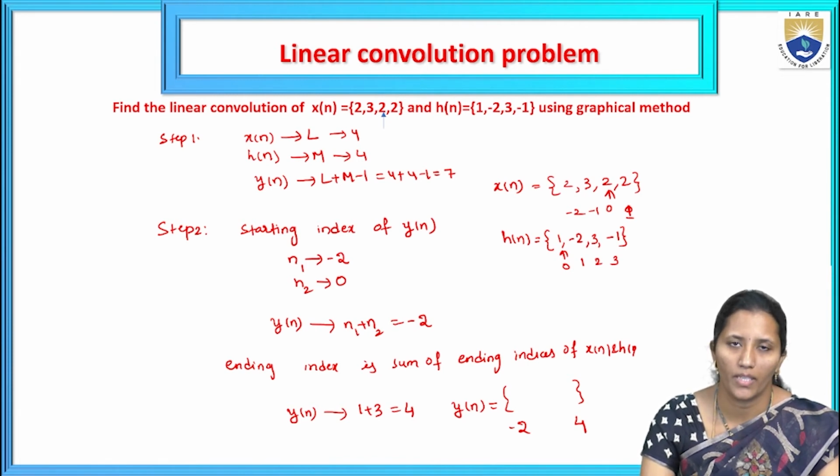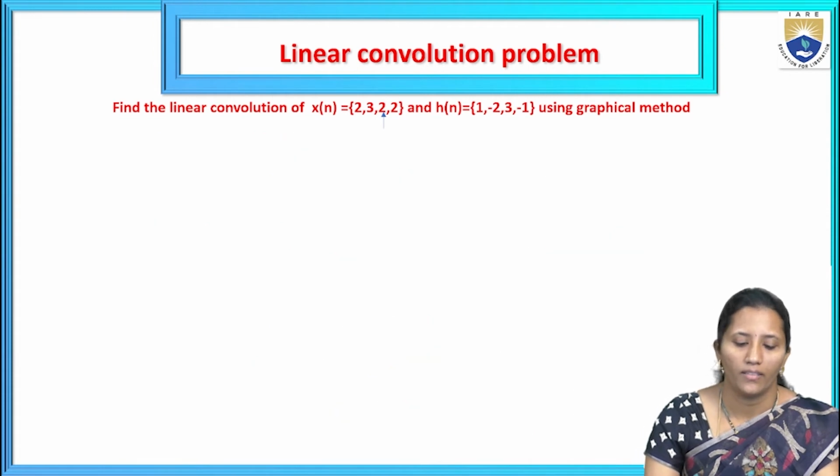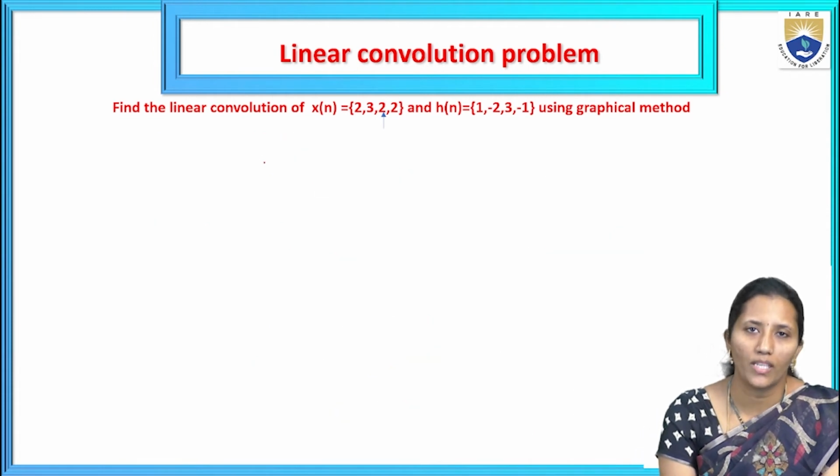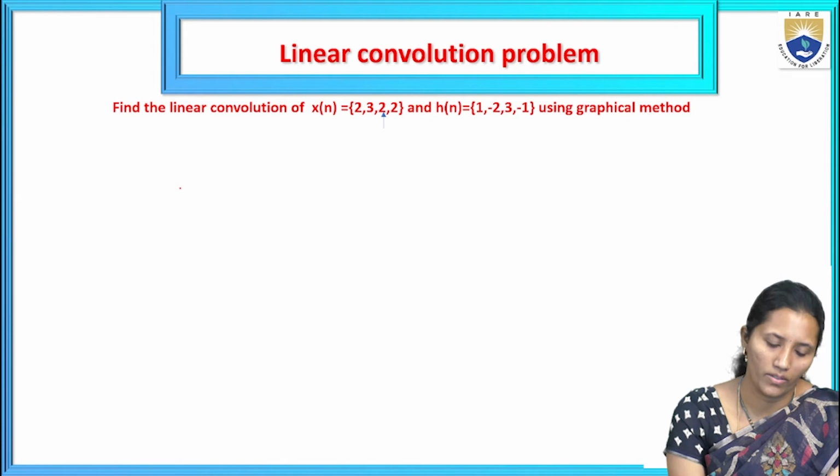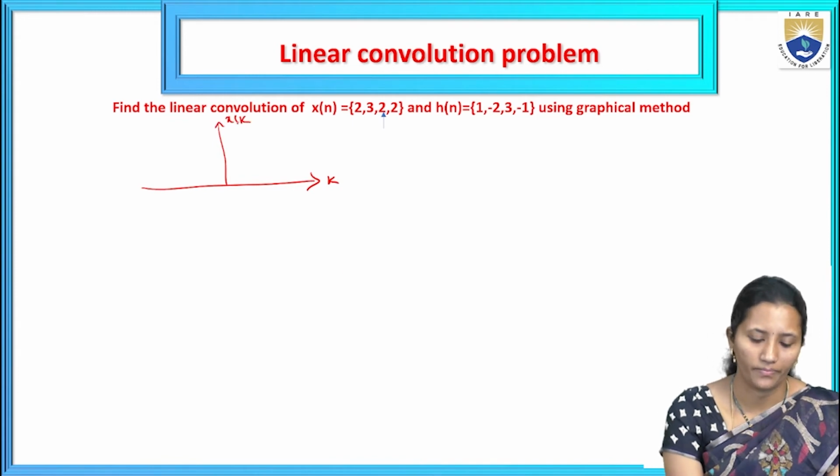First step, we have two basic steps: to find the starting index and the length of y of n in the linear convolution. And then we have to represent both sequences x of n and h of n in the index k. So plot those sequences here with the index k, that is x of k and h of k.